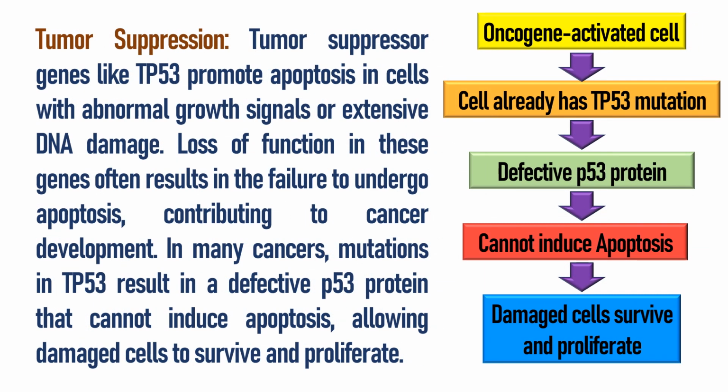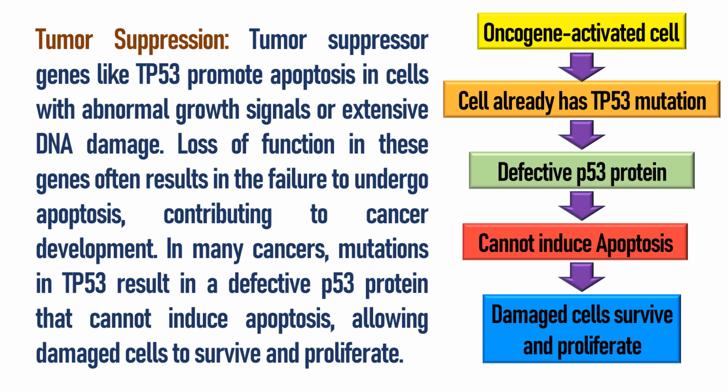Tumor suppression. Tumor suppressor genes, like TP53, promote apoptosis in cells with abnormal growth signals or extensive DNA damage. Loss of function in these genes often results in the failure to undergo apoptosis, contributing to cancer development in many cancers.